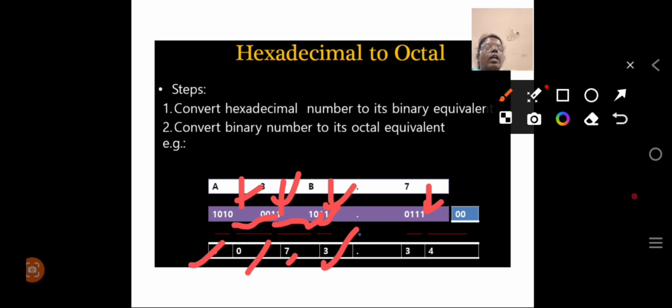Now in the fractional part, from the binary point we have to travel towards the right direction. So 011 is the first group, which is 3, and then 1 is left out, so we have to add 2 more zeros here. So 100 will give 4. So this is how we can convert the binary number to octal. Hexadecimal to octal conversion using the binary number system as the intermediate system is completed.